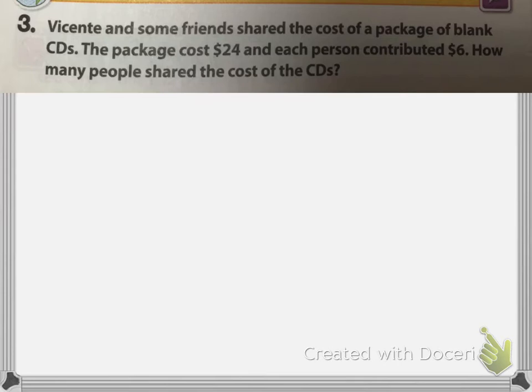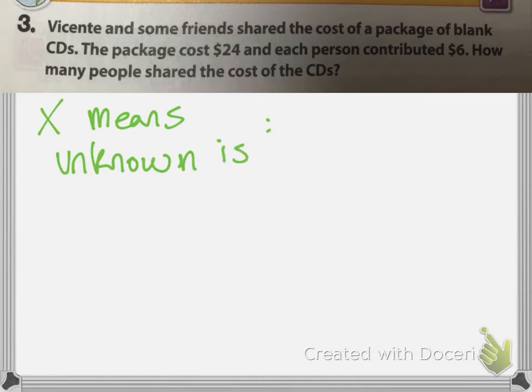But the very first thing, actually, is I want you to tell me what x means. So x means what? It's our unknown. What is our unknown? So you could say x means, or unknown is. Lucas, what's our unknown? Our unknown is how many people shared the cost of the CDs. Yep, it says it right there. That's how easy it is to find the unknown.